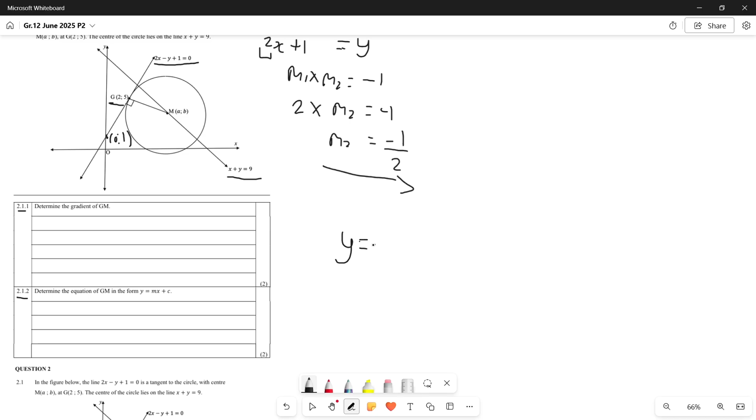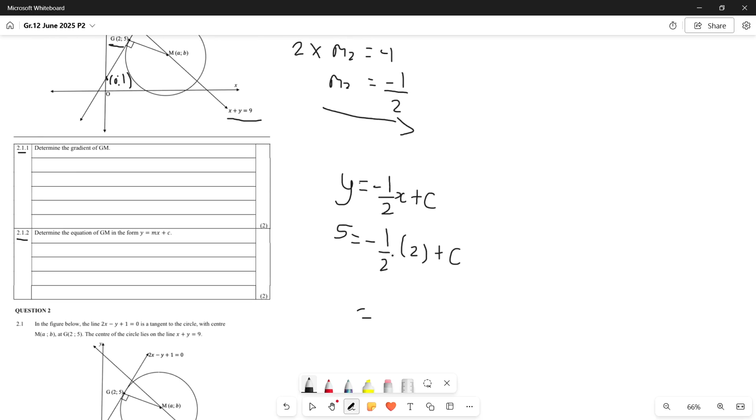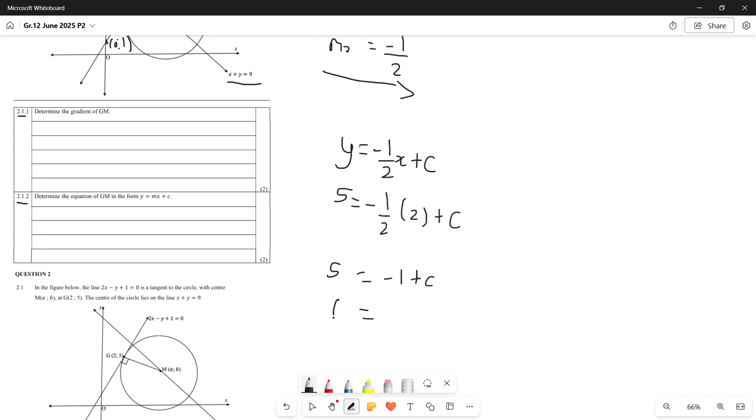So y = -1/2 x + c. The y value is 5, which equals -1/2 times the x value of 2, plus c. So we can plug that in: -1/2 times 2 is -1, so 5 = -1 + c. Take the 1 over, c = 6, and therefore y = -1/2 x + 6. And that is our final answer.